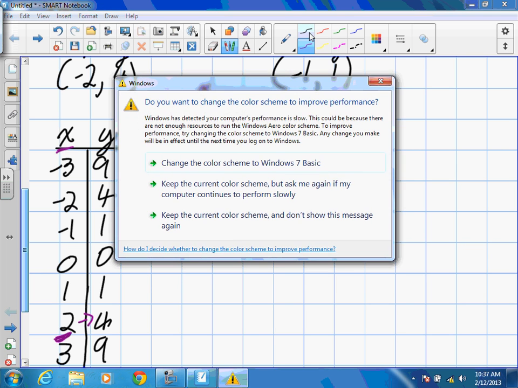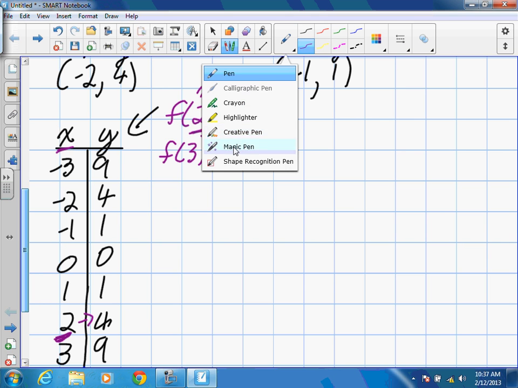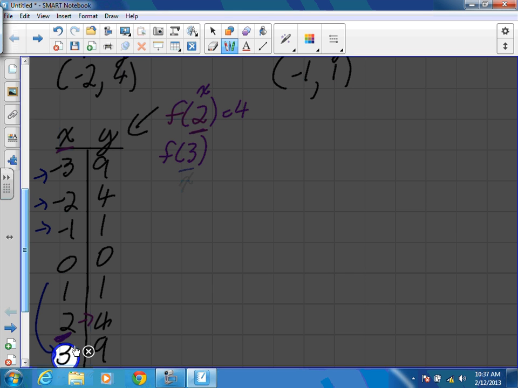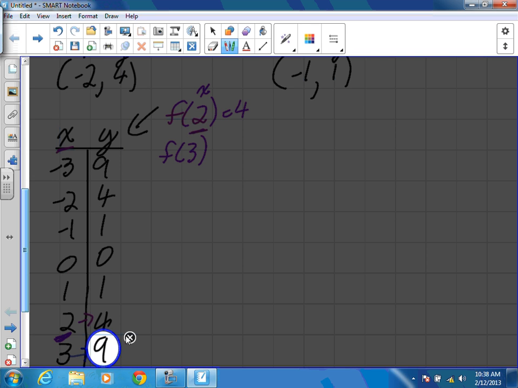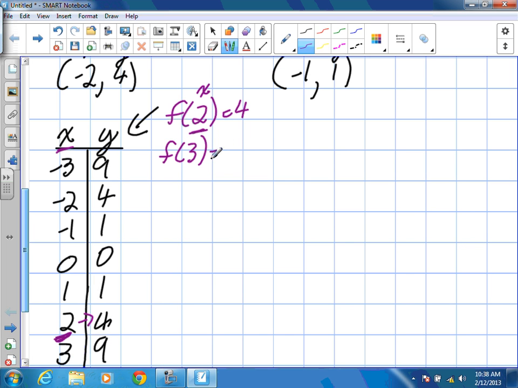If they asked you f at 3, we find the x value at 3. So I look on my x's. This is -3, -2, -1. Here's my x at 3. So I found it. What is the y value when x is 3? They may give you questions in table form. So our answer is 9 in this question. I'm going to show you the different forms they'll give it to you in. So f at 3 is equal to 9. And that's what we've just discovered here.